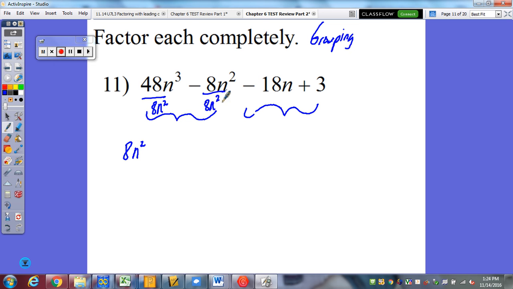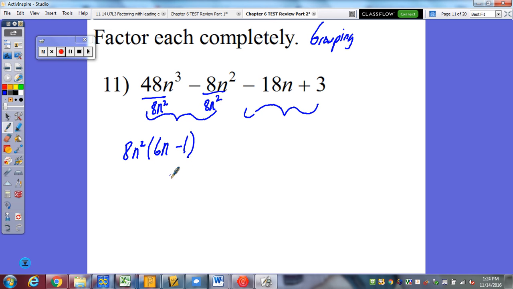48 divided by 8 gives me a 6. n to the third divided by n squared is just n. Negative 8 divided by 8 is negative 1. n squared divided by n squared cancels.